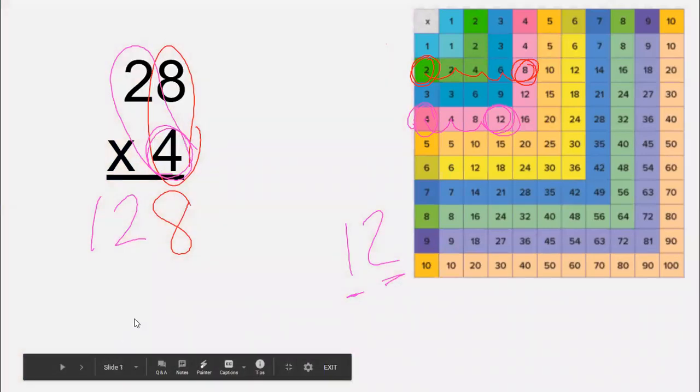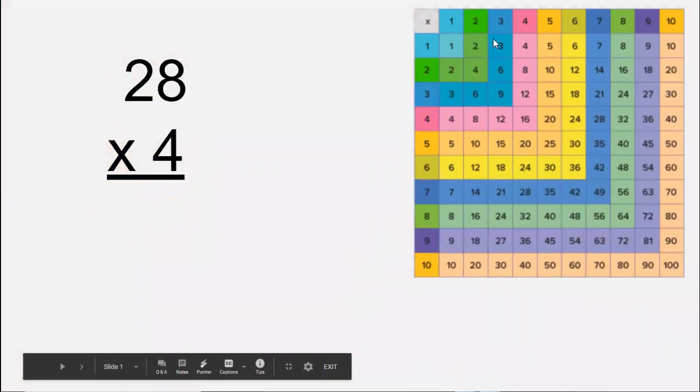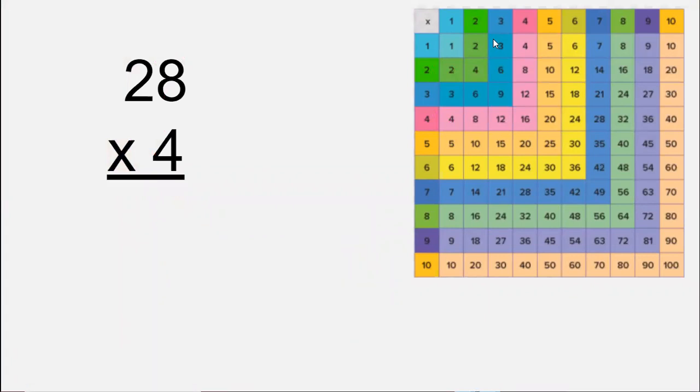Okay, let me clear my screen. All right, so now we're doing 28 times 4. Let's see if this one will have regrouping. We do the same thing. My factor of 4 is going to be multiplied by the 8 and by the 2. I'm going to start with 4 times 8.